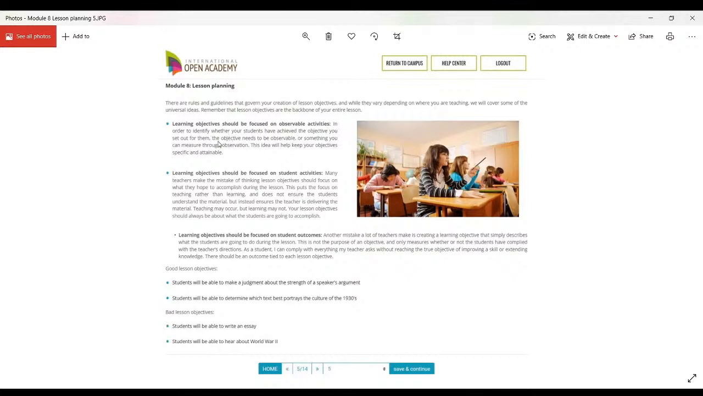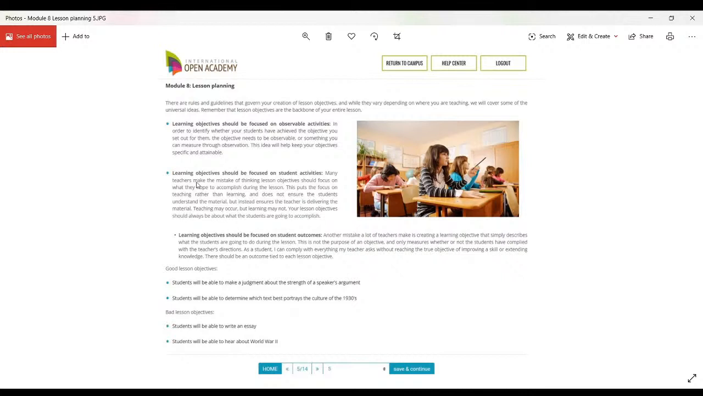First, learning objectives should be focused on observable activities. Okay, in order to identify whether your students have achieved the objective you set out for them, the objective needs to be observable or something you can measure through observation. This idea will help keep your objectives specific and attainable. Okay, as we have learned earlier, it has to be clear and measurable, right?